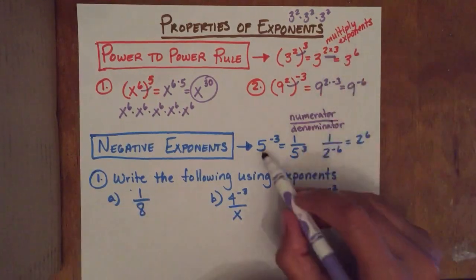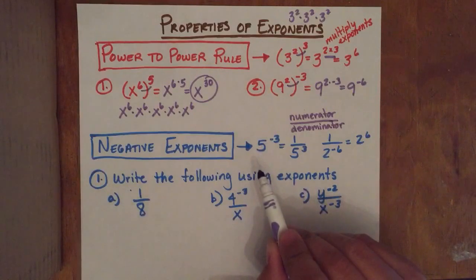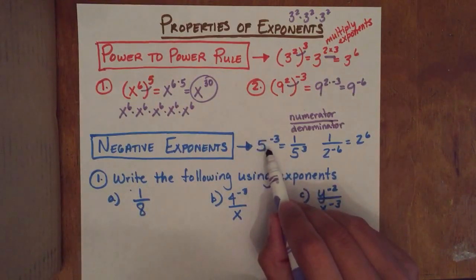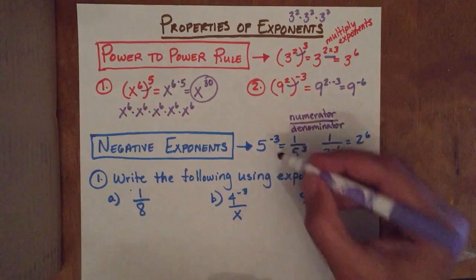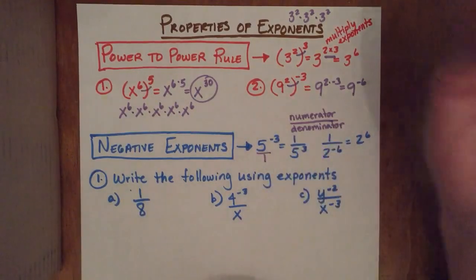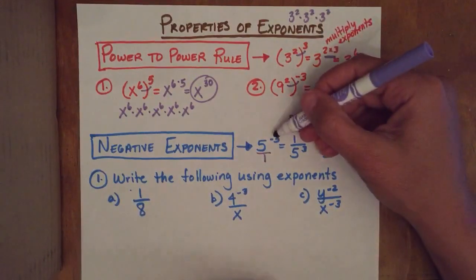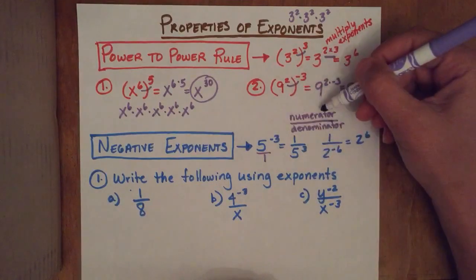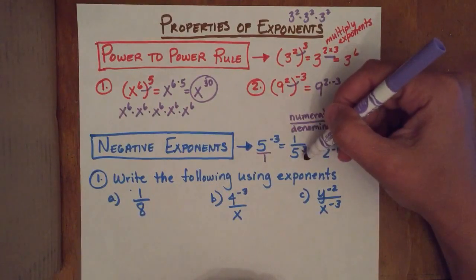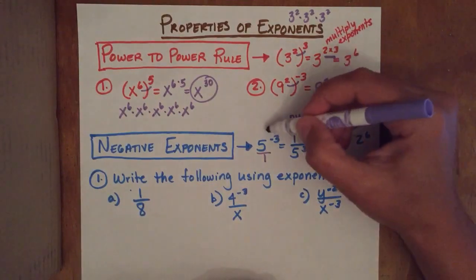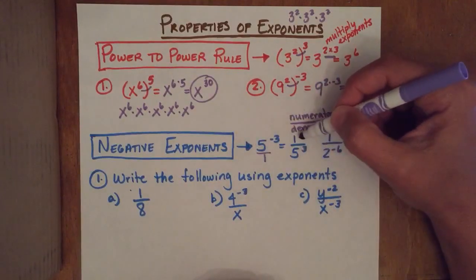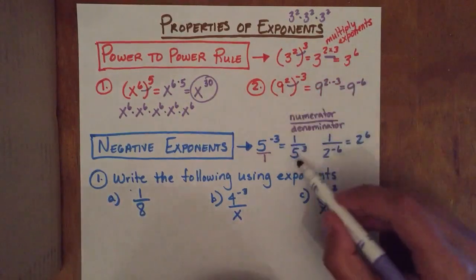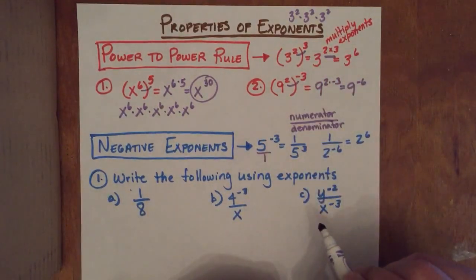So let's look at this example. I have 5 to the negative 3. Since there are no numbers on top, this is the numerator. It's the same thing as 5 to the negative 3 over 1. We always assume we can put things over 1. If I want to make that exponent positive, I'm going to take that 5 to the negative 3rd and move it from the numerator down to the denominator. And when I move that term from the numerator to the denominator, I'm left with a 1 up top, because when you move everything, you're just left with a 1, and that exponent becomes positive.